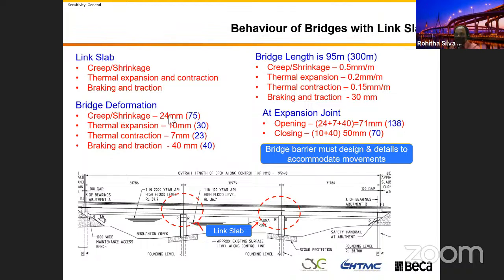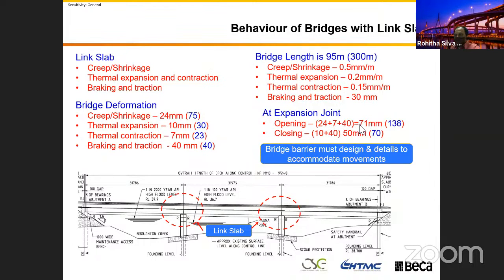Creep shrinkage goes from 24 to 75. It's obvious because the length of the bridge is 3 times higher. This is 30, 23. The deck, we keep it the same. Then I just calculate at the expansion joint.